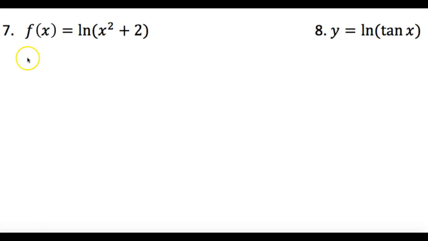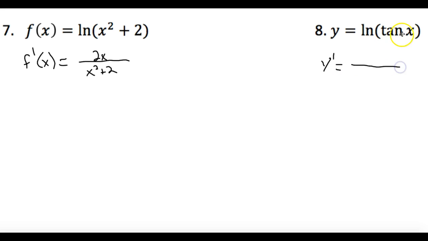All right. Here, my derivative will be the derivative of the inside. So the derivative of x squared plus 2 would just be 2x over the inside. So x squared plus 2 times the natural log of e, which is just 1. Then over here, my derivative will be the derivative of the inside. So the derivative of tangent is secant squared over the inside.